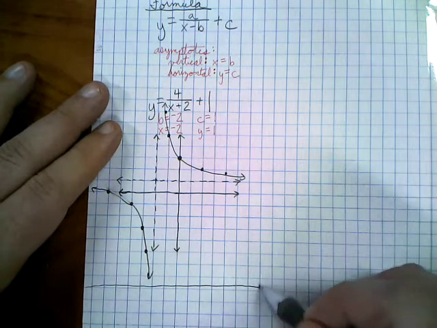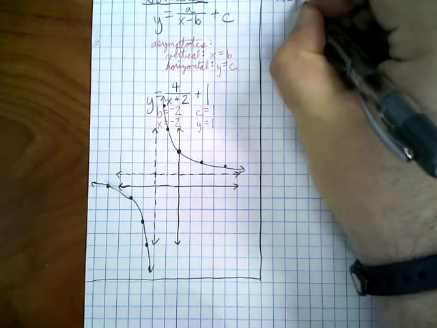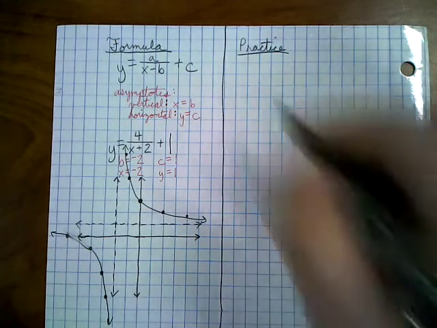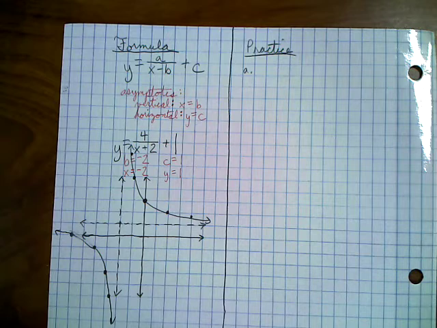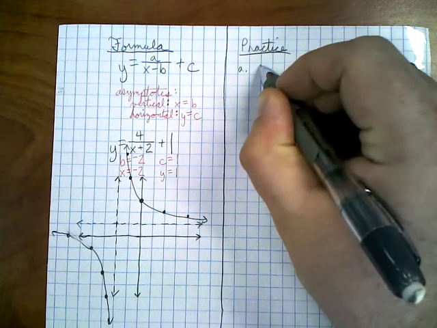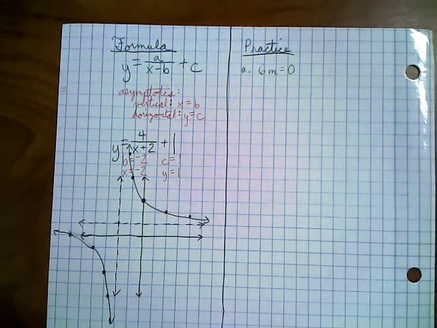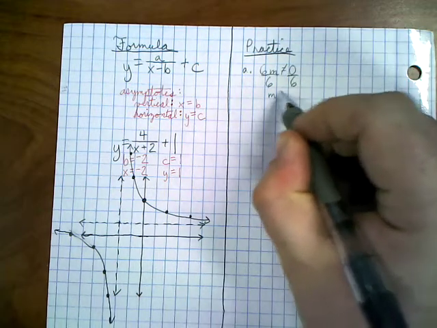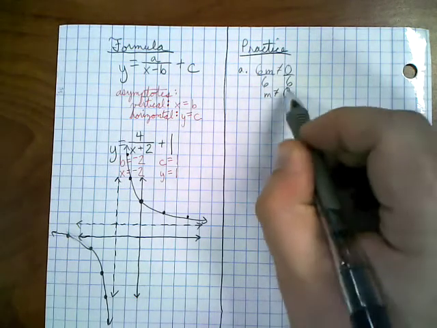So I'm just going to kind of section this off here, and we'll go back up here to look at the practice problems. A, B, and C ask us to find the excluded values. So with A, we see y equals 4 over 6m. So remember, it's the denominator, 6m, that cannot equal 0. Well, divide both sides by 6. M cannot equal 0. So your excluded value is 0.